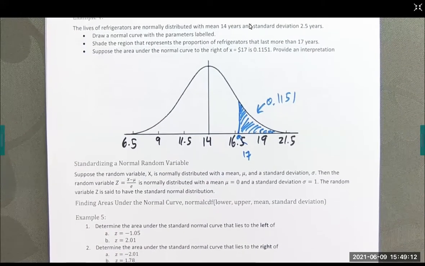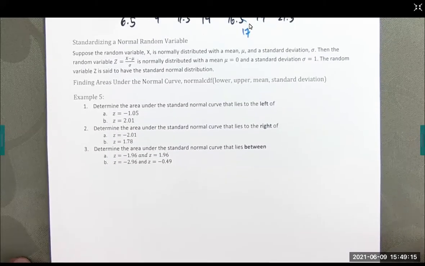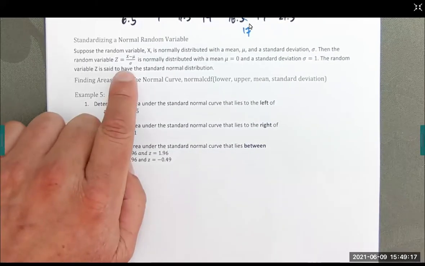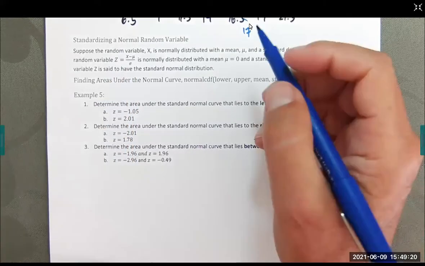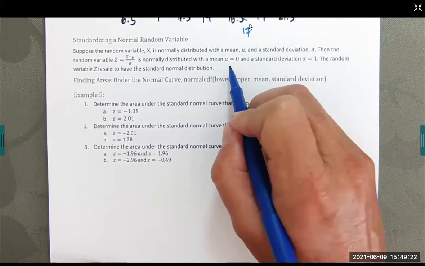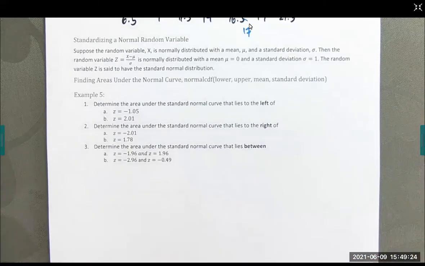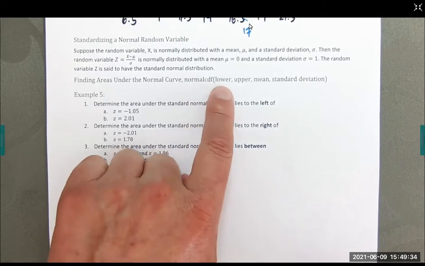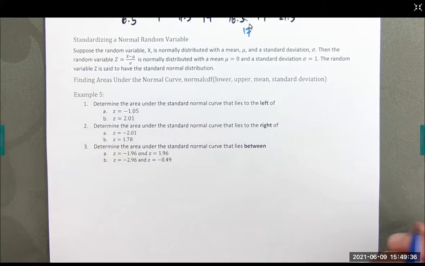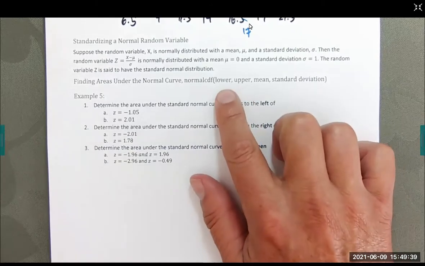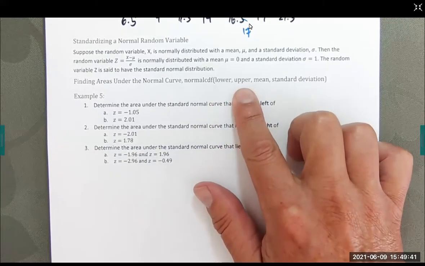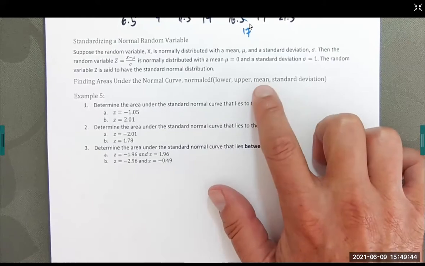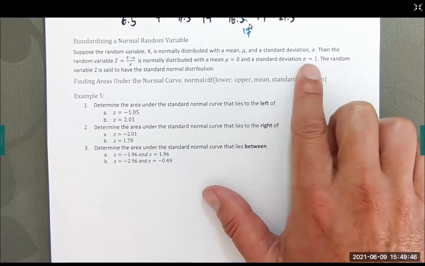Standardizing a random variable. Standardizing means that we are going to z-score it. And when we z-score it, we are converting the mean to 0, standard deviation to 1. So here we go, example 5. And we will need to use normal CDF in our calculator, which I'm going to show you. We're going to spend a lot of time doing that today. The formula is going to be the lower comma the upper, then the mean, then the standard deviation. Now, if it's already standardized, then we don't need to put the mean and standard deviation in necessarily.